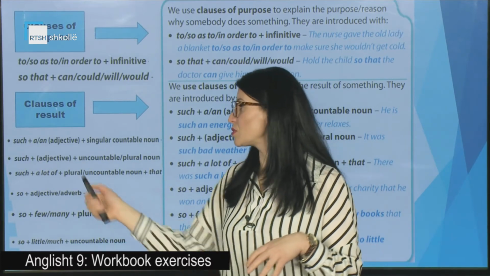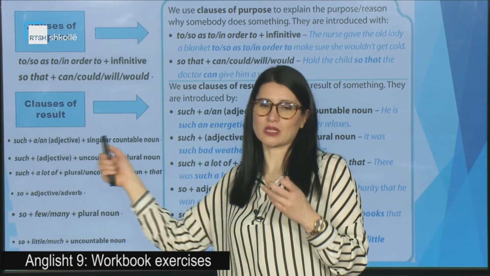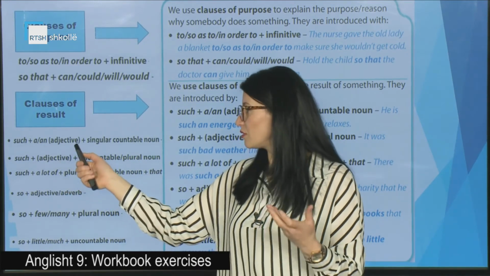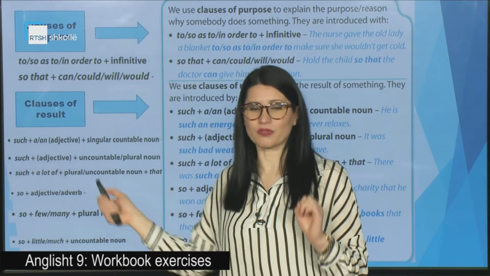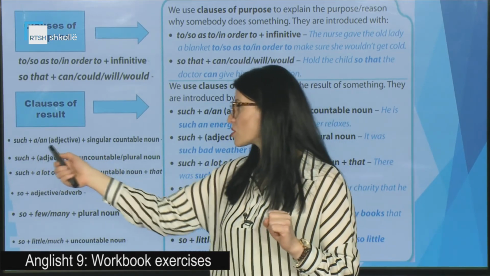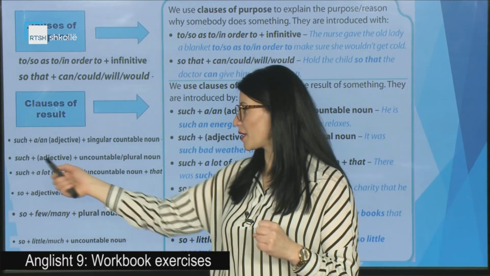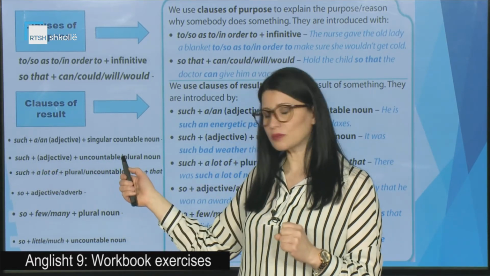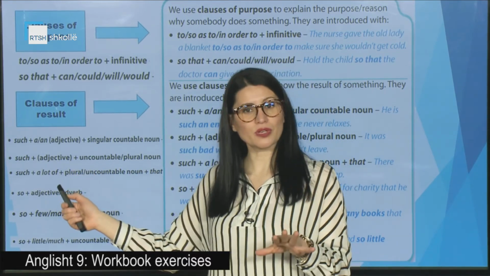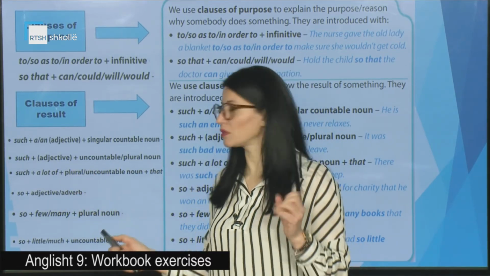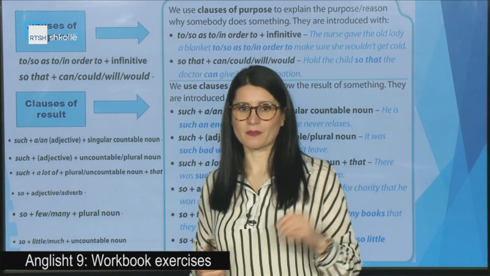Be careful with the clauses of result. They are introduced with such plus a singular countable noun. We can use an adjective or not, but it is very important to use a or an before the noun. So, such a beautiful girl, for example. Then we have such plus an uncountable noun or a plural noun. In this case, we don't use an article, and we can use an adjective or not. For example, such bad weather.